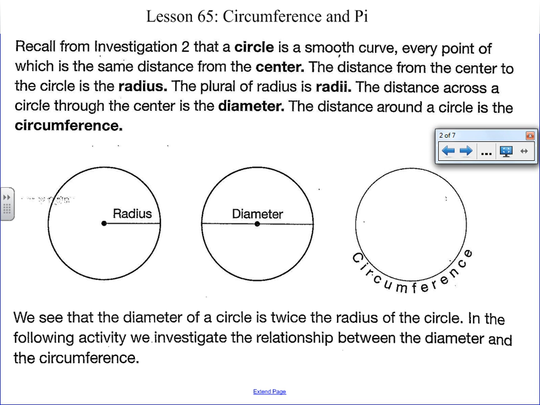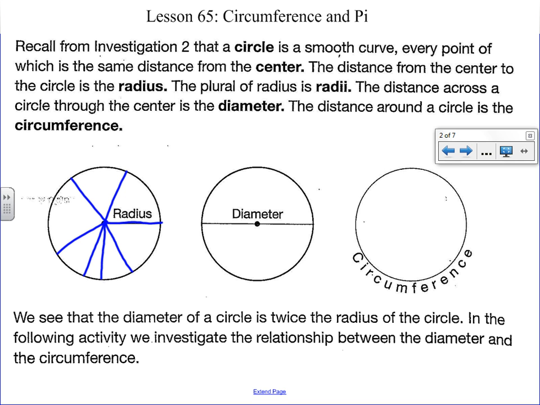The distance from the center to the circle is called the radius. The plural of radius is radii. The distance across the circle through the center is the diameter. The distance around the circle is the circumference. So, the distance from the center of the circle to the edge is called the radius. And you can have that at any point on the circle. As long as you start at the center, it is still the radius. Anywhere you want to put it, it is still the radius, as long as it's from the center straight to the edge of the circle.